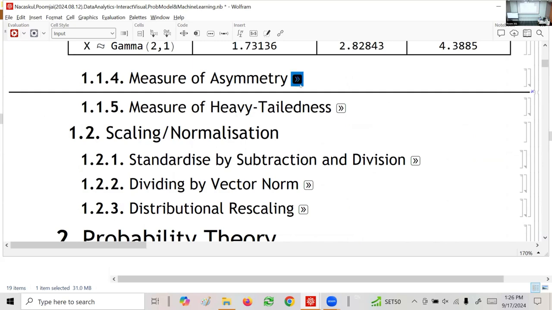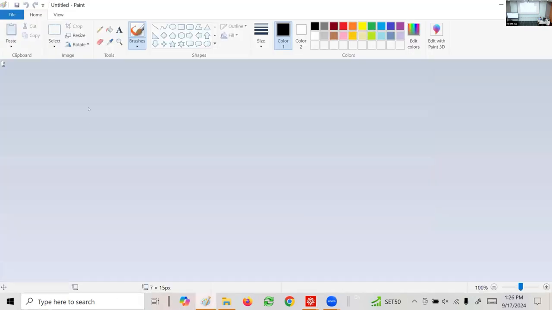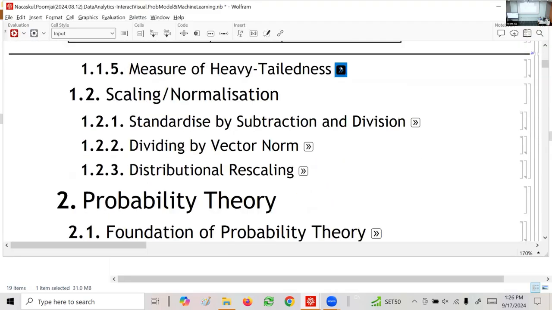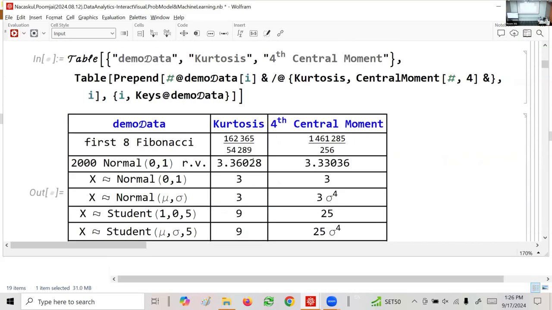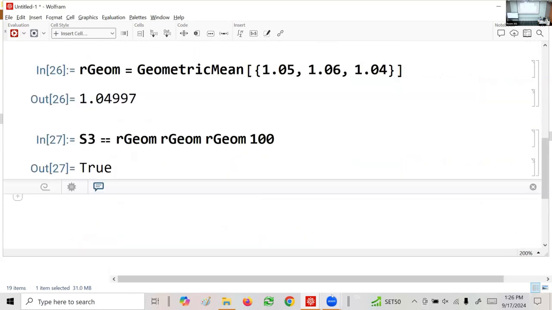Now, measure of asymmetry. This is where, you know, the skewness we're talking about. So again, I can draw a quick picture. Oops. Can I draw a picture? Well, I'll draw a picture later. Okay, and this is called heavy tailedness. So let's go do that. Let's go to a little screen.